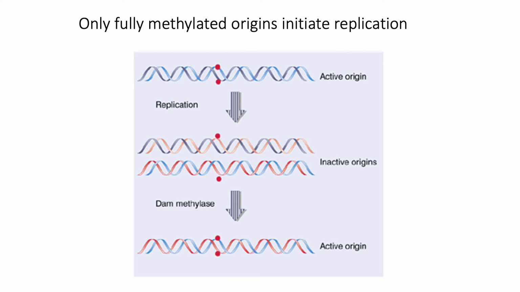So again, this shows the original DNA duplex methylated on both strands. Two strands are separated, used as templates to make two new strands. Those will initially be unmethylated, and then the DAM methylase comes in and methylates the new strand.